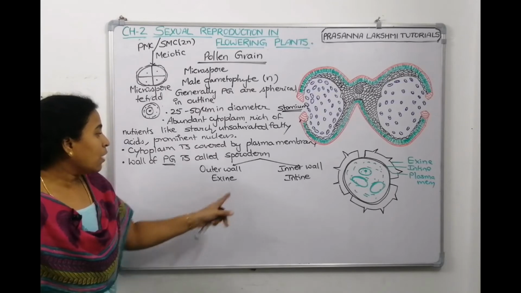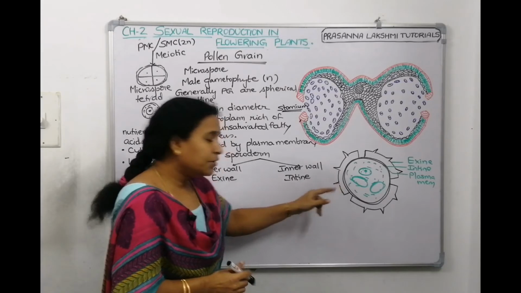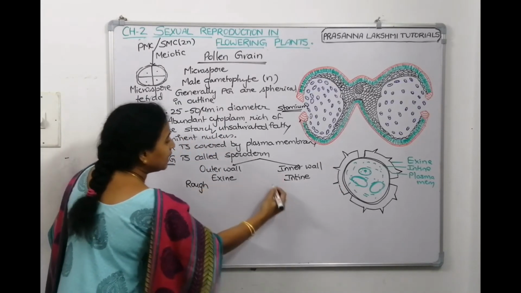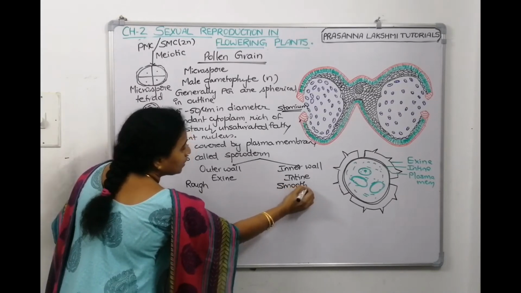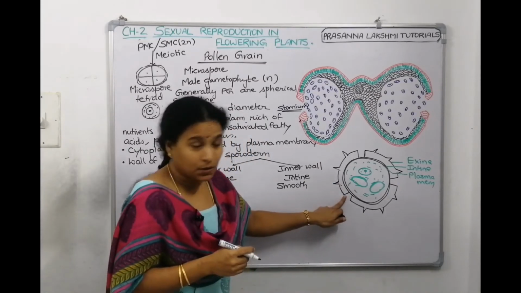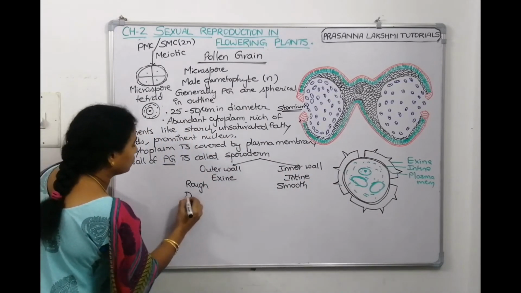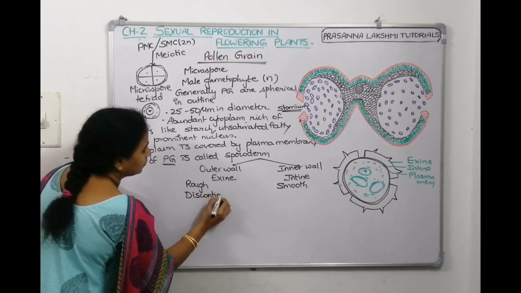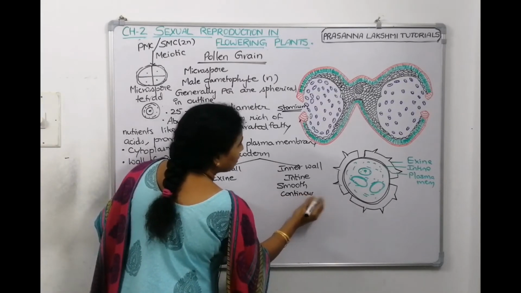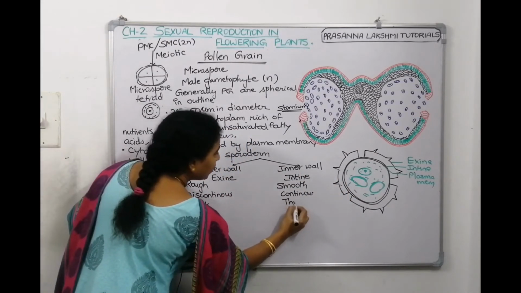cytoplasm. So the outer wall I showed there is called exine. The inner wall is called intine. The outer wall, you can notice here, is rough, but the inner wall is smooth. The outer wall is also discontinuous, whereas the inner wall is continuous. The outer wall I made this much thick, whereas for the inner wall I drew one layer only.